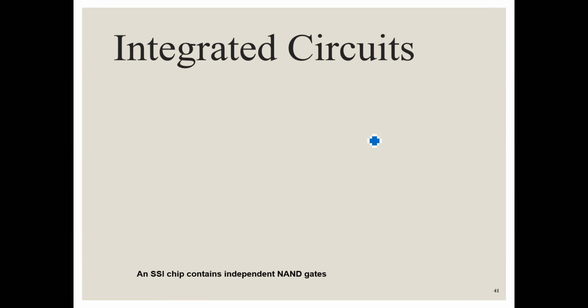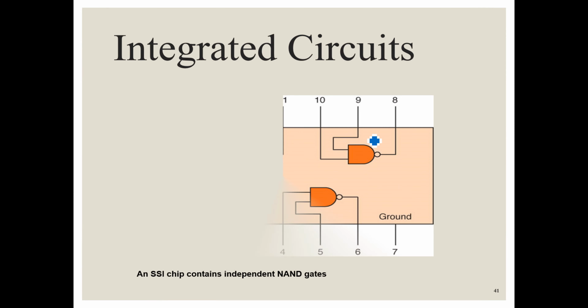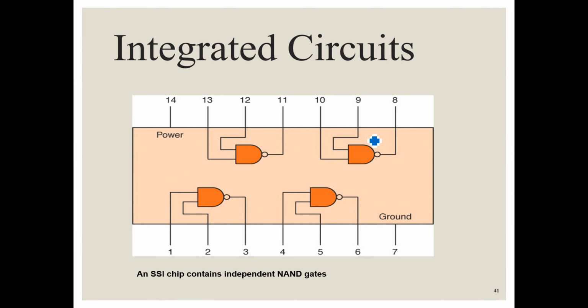Now we'll try to see a NAND gate SSI. So this is how a NAND gate SSI looks like. It's a NAND gate pin diagram, which I have already discussed. It's the pin diagram of a NAND gate. Small scale integration. This is called a small scale integrated circuit.